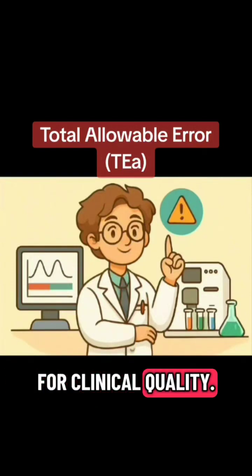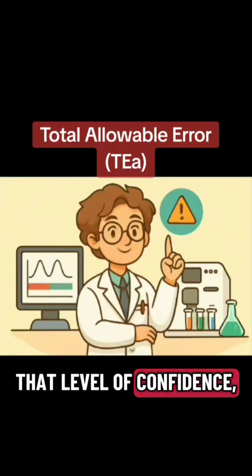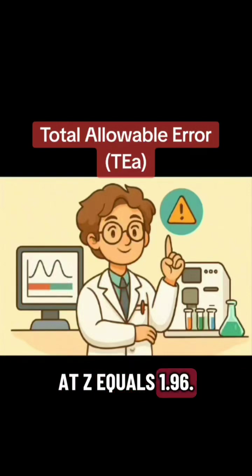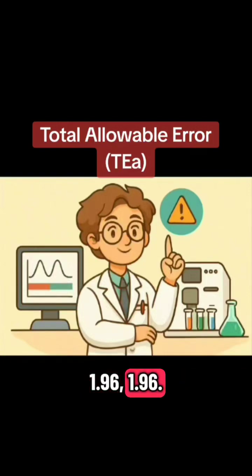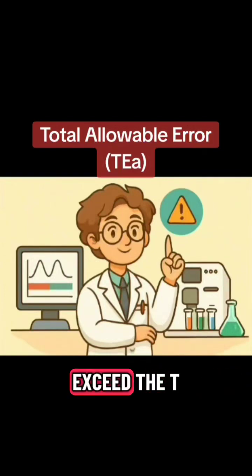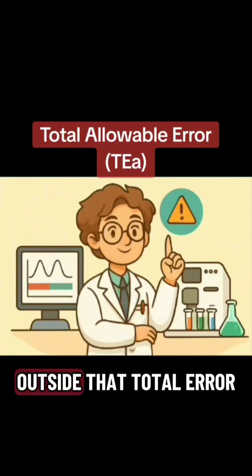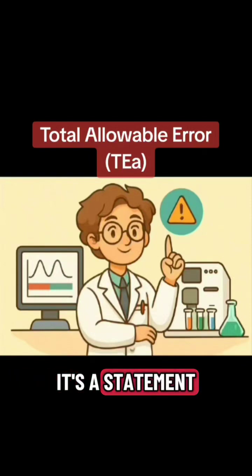For clinical quality, yes. We mandate 95% confidence. And to get that level of confidence, the Z value must be set at Z equals 1.96. 1.96. That number is statistically derived to ensure that there's a 95% probability that the error you see in the future won't exceed the TE you've calculated. So using 1.96 is basically a mathematical guarantee. It means only 5% of future measurements might fall outside that total error limit we calculate. Exactly. It's a statement about your tolerance for risk.